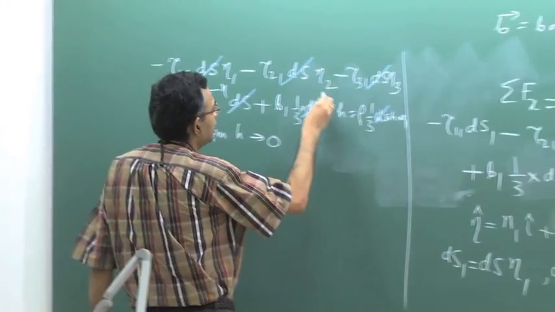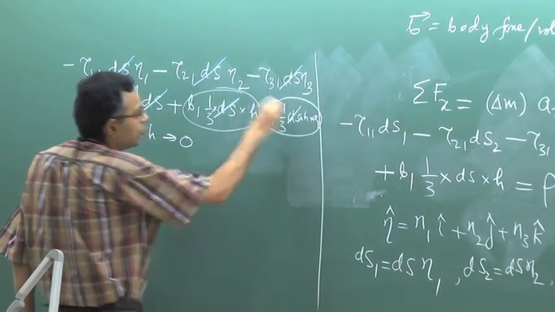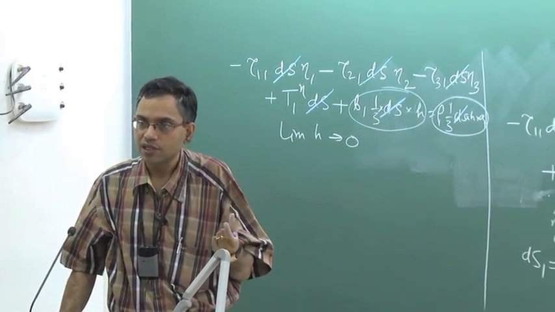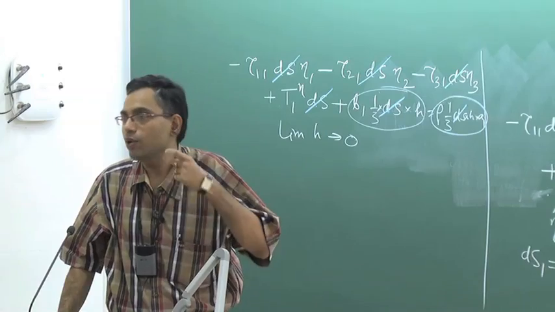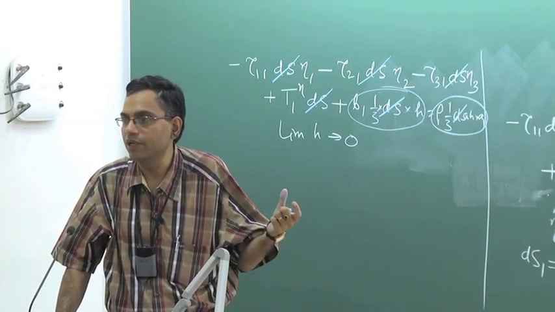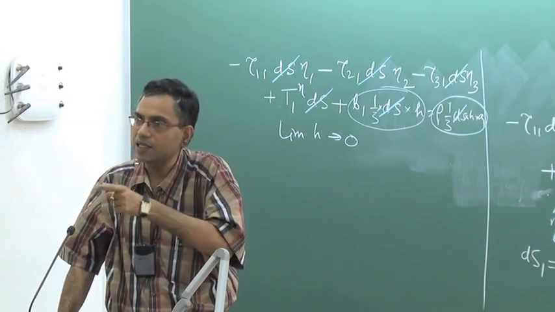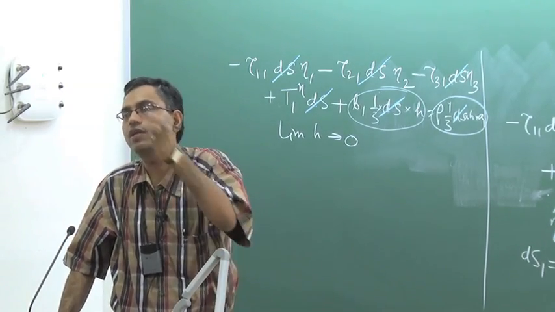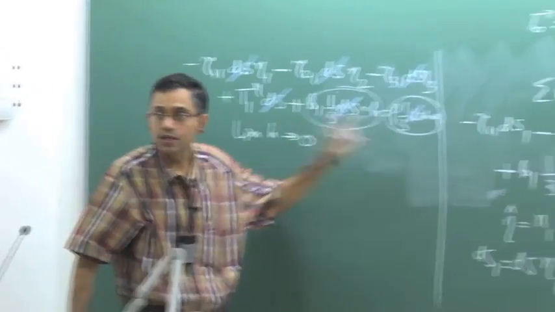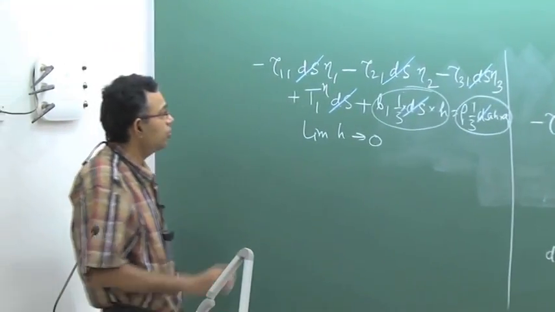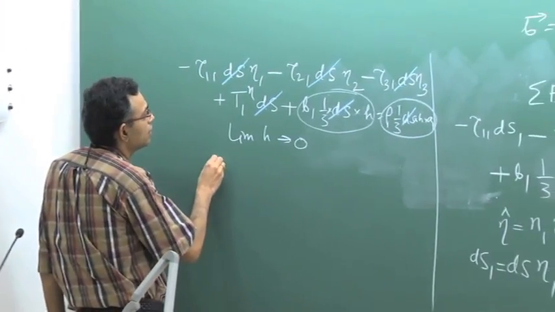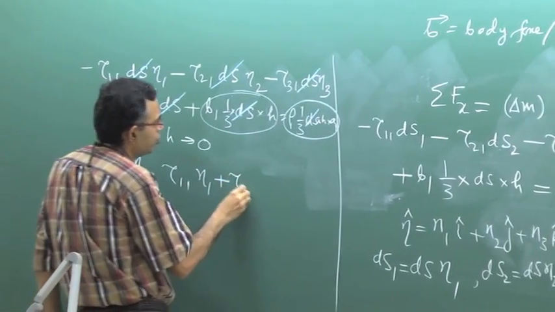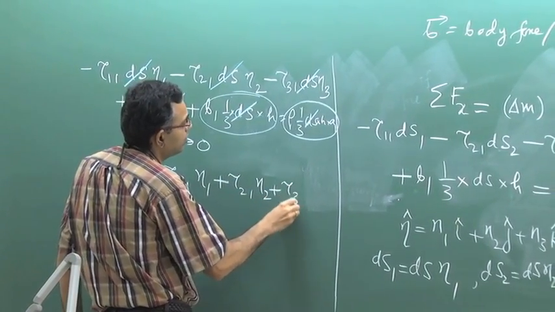So if you take the limit as h tends to 0, this term will be 0 and this term will be 0. That means even if there is a body force, even if the fluid element is accelerating, it will not matter at the end for what we are deriving. It is true even if the fluid is accelerating, it is true even if it is not accelerating, it is true even if there is a body force, it is true even if there is no body force, because eventually these terms are getting cancelled. So you can write T1 eta is equal to tau 11 eta 1 plus tau 21 eta 2 plus tau 31 eta 3.